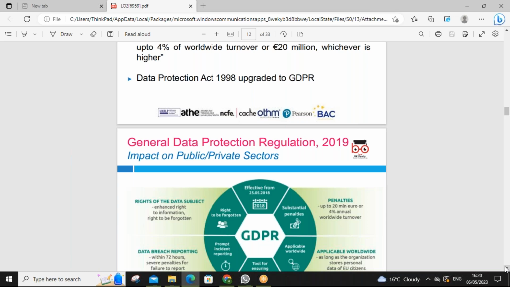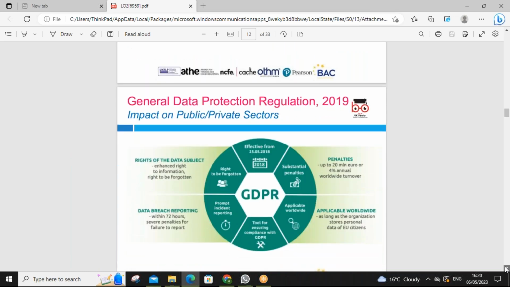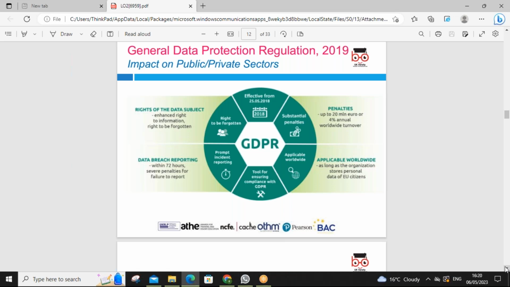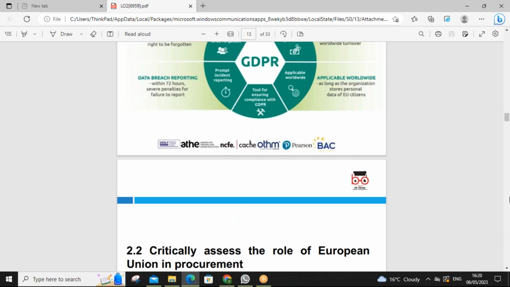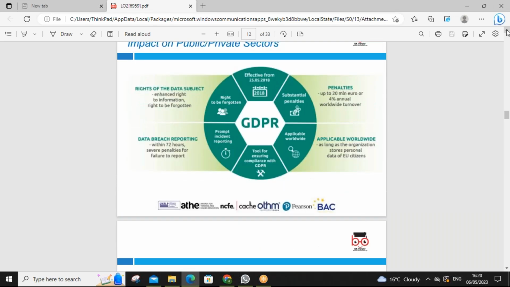Now GDPR has been replaced in 2018, 2019. So we need to look at the impact of these legislations on the public and private sector. These are all the principles. Whenever you go on any website now, you need to give consent, like accepting cookies. That's why new data, which includes electronic data as well, you can't transfer to a third country without the permission of the ICO.